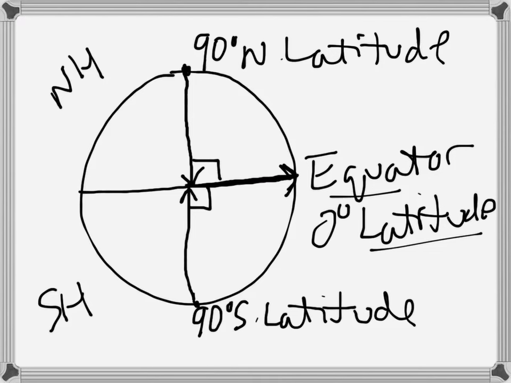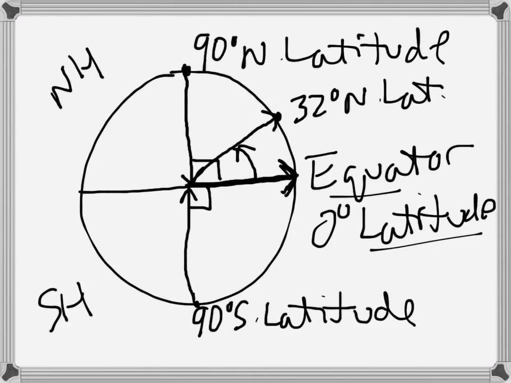Now, let's say we wanted to figure out where San Diego, California was located. Well, we know that San Diego is right about here. Well, what does right about here mean? We're 32 degrees north latitude. So what exactly does that mean? That means if you were to draw an imaginary line from the center of the planet to San Diego, and another imaginary line from the center of the planet to the edge of the equator, that angle is going to be 32 degrees. So in essence, San Diego, California is 32 degrees north of the equator, which makes it 32 degrees north latitude.